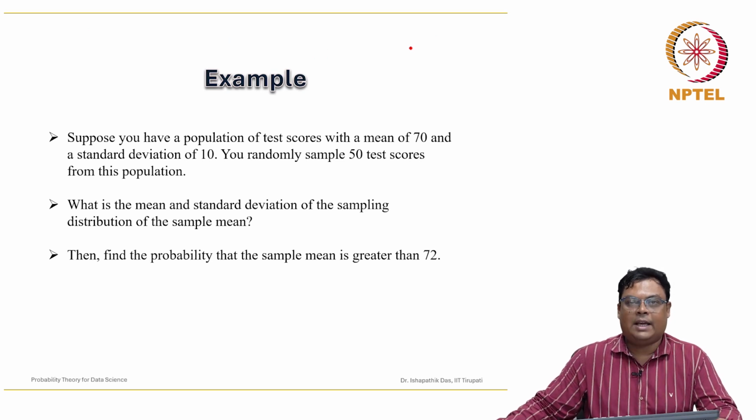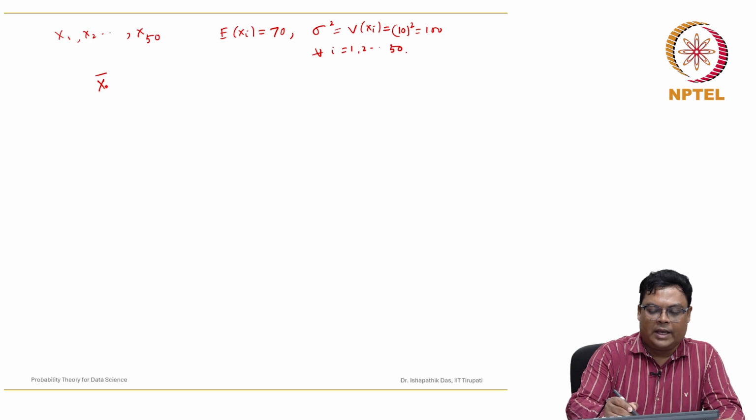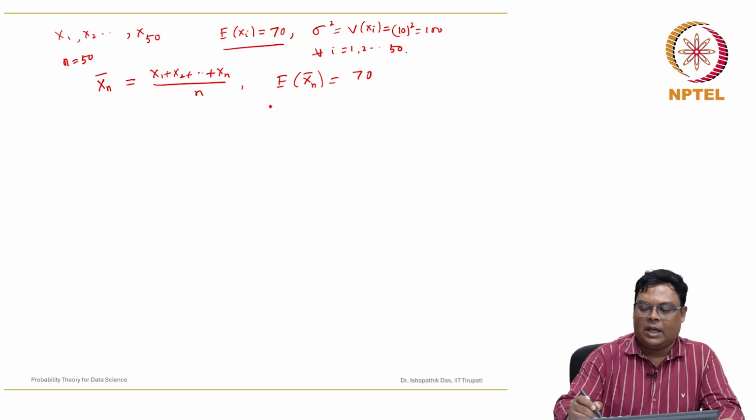Now see that here the distribution of this population is not known. If it is not known, whether it is a gamma distribution, an exponential distribution, or a normal distribution, which distribution will we use? Here it is asked what the mean and standard deviation of the sampling distribution of the sample mean are. That can be found, because the sample mean Xn bar, where n is equal to 50, is nothing but (X1 plus X2 plus ... plus Xn) by n. We have already computed that the expected value of Xn bar is the same as the mean, which is 70, and the variance of Xn bar will be sigma square by n. Sigma square is 100 here and n is 50 here.